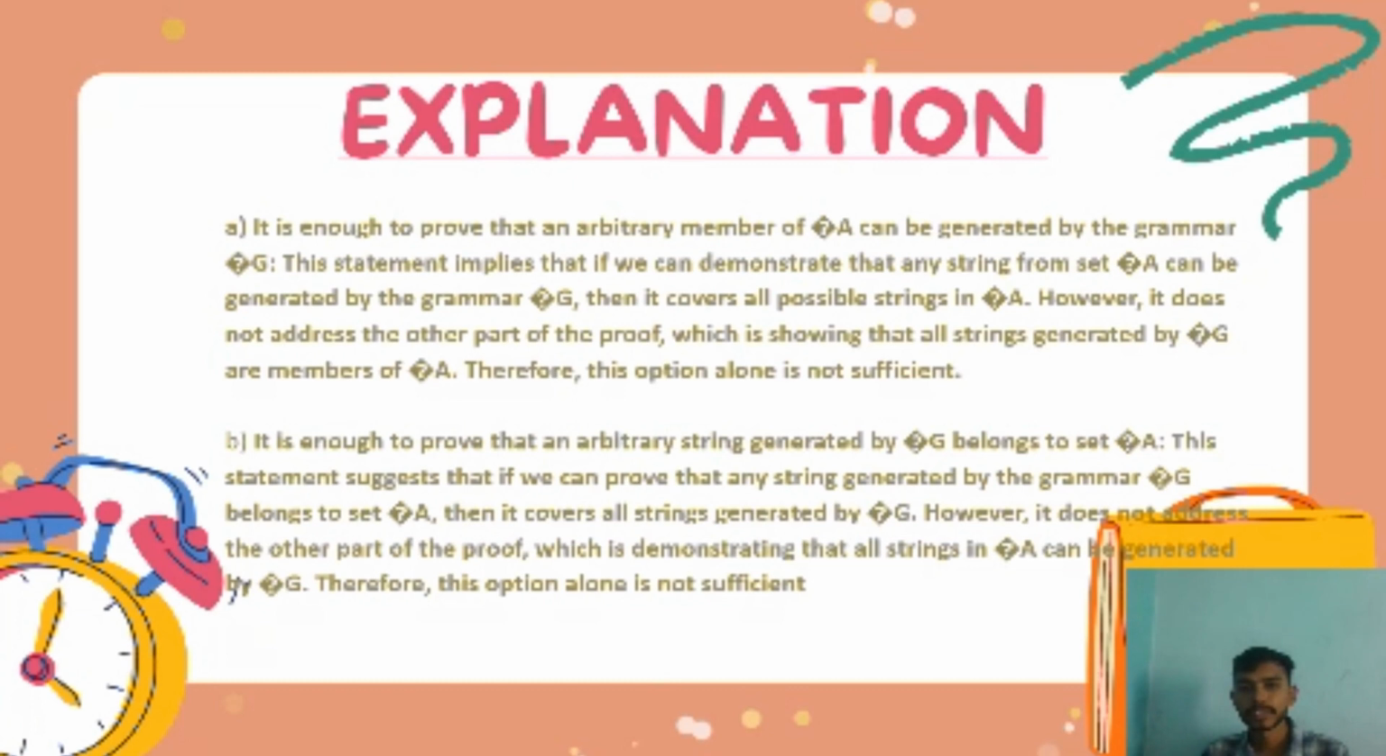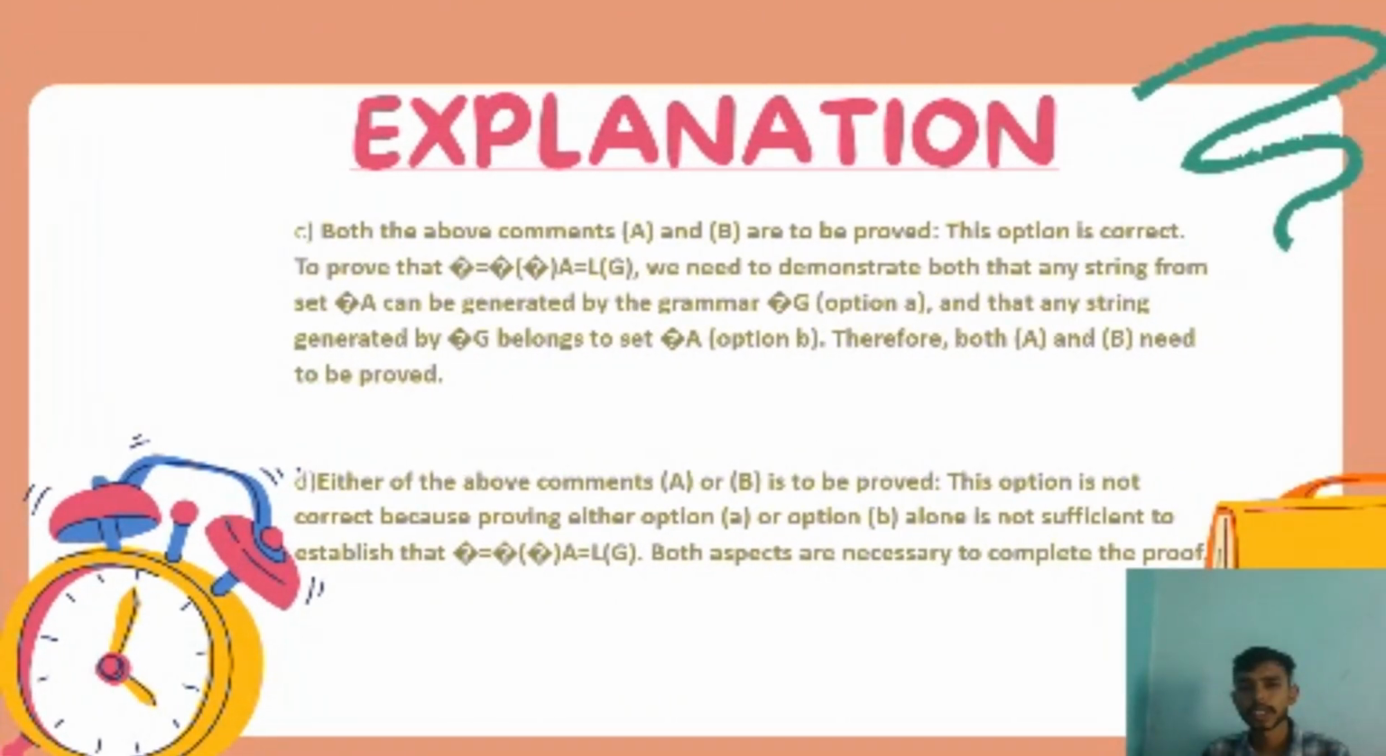The next option is both of the above, A and B, are to be proved. This option is correct. To prove that A equals L of G, we need to demonstrate both that any string from set A can be generated by the grammar L of G, and that any string generated by G belongs to set A. Therefore, both A and B need to be proved.